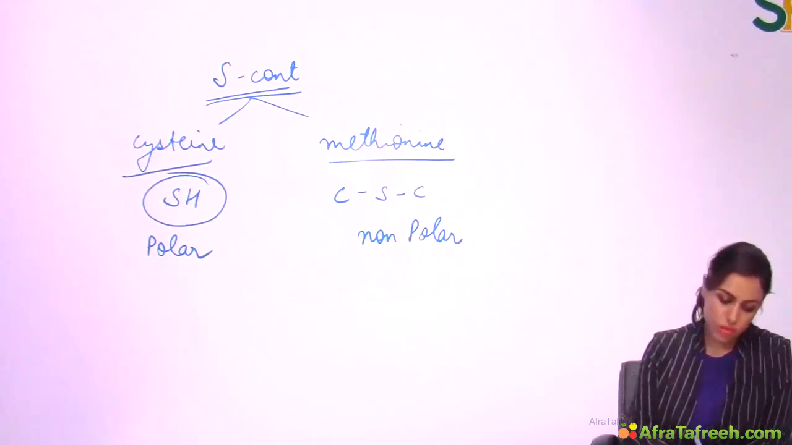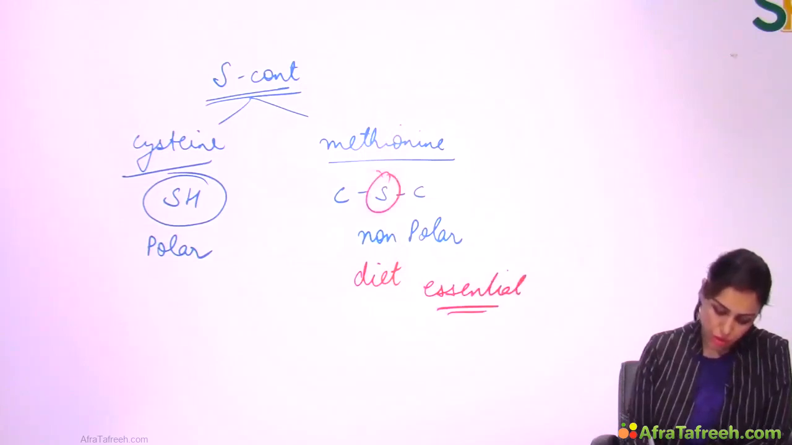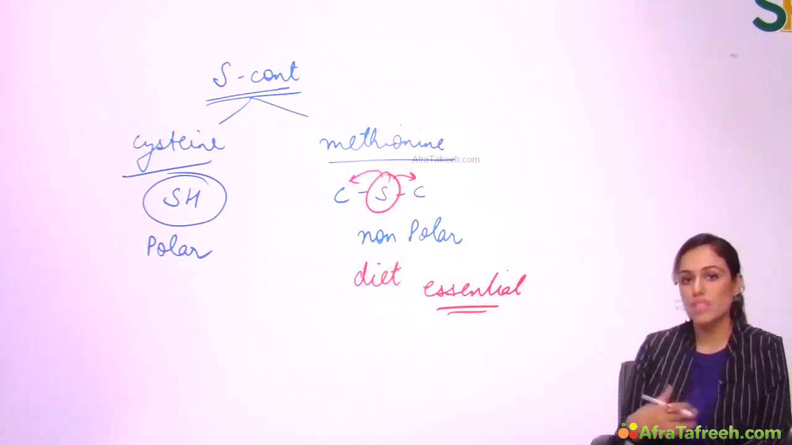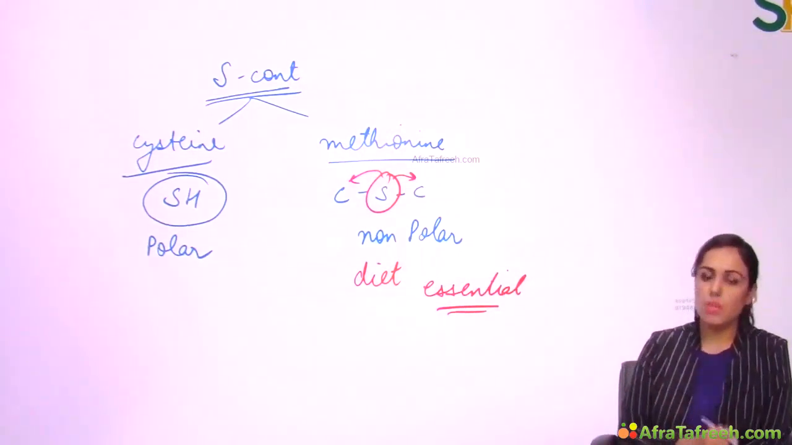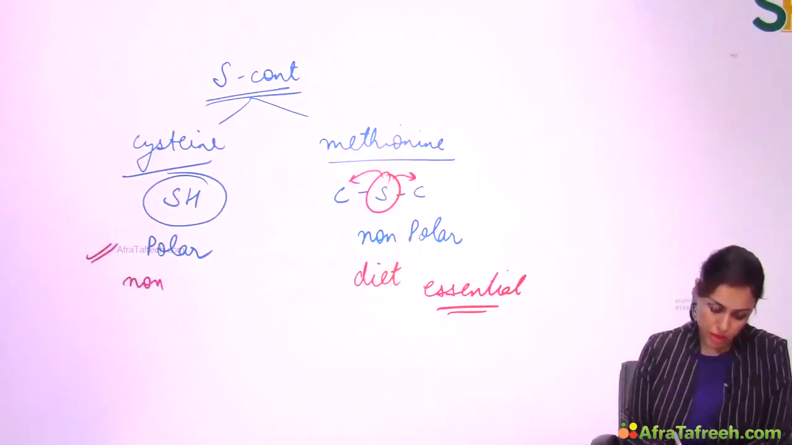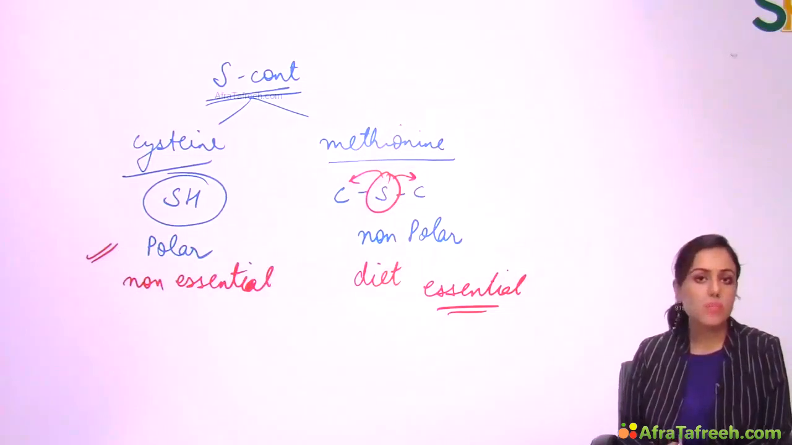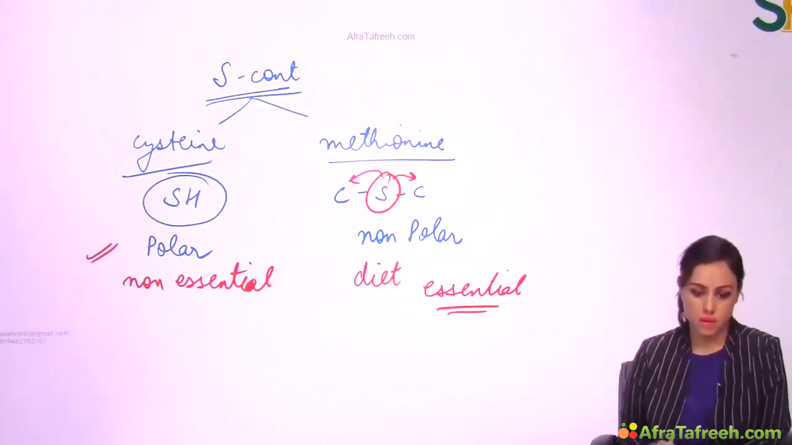Now methionine, we obtain it from the diet, so it is essential. It is very difficult to attach sulfur to two carbons, so this cannot be done in the body, and we require methionine from outside. But in the body, methionine can be converted to cysteine. Therefore, I will say cysteine is non-essential. So can I say cysteine becomes essential only if methionine is not available in the diet? And I can also say tyrosine becomes essential only if phenylalanine is not available in the diet, right?